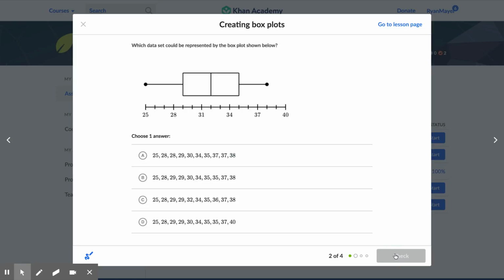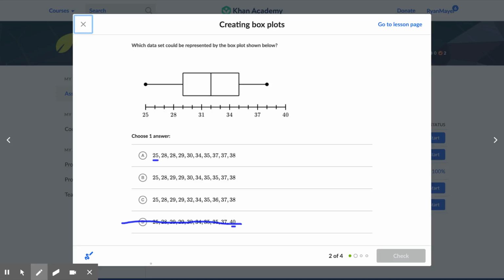So again, here, instead of giving us all the data up here, now we're given the list of data as our possible answers. And we need to determine which of these data sets is going to fit into this box plot. So again, start with the highest and lowest number. I would always look at that first. So I have 25 and 38. I'll look down here. All right, 25, 38, 25, 38, 25, 38, 25, 40. That's not a possible answer. We're going to take that out because this line does not reach out to 40.